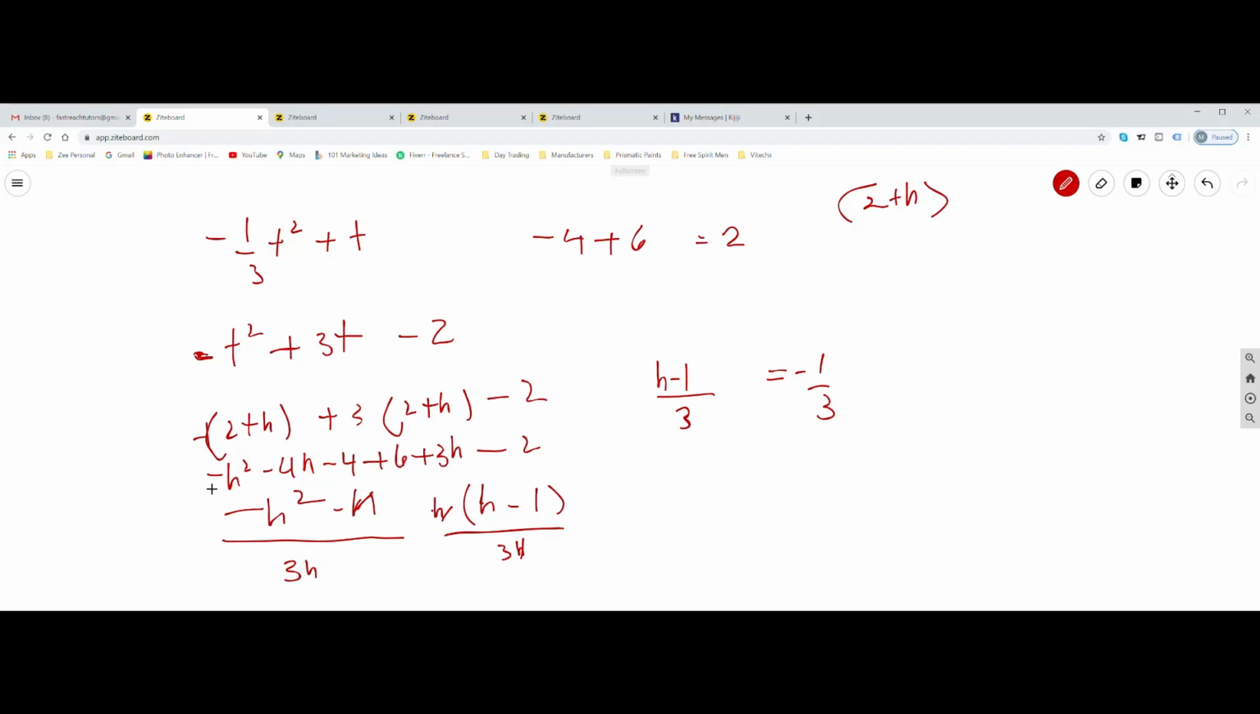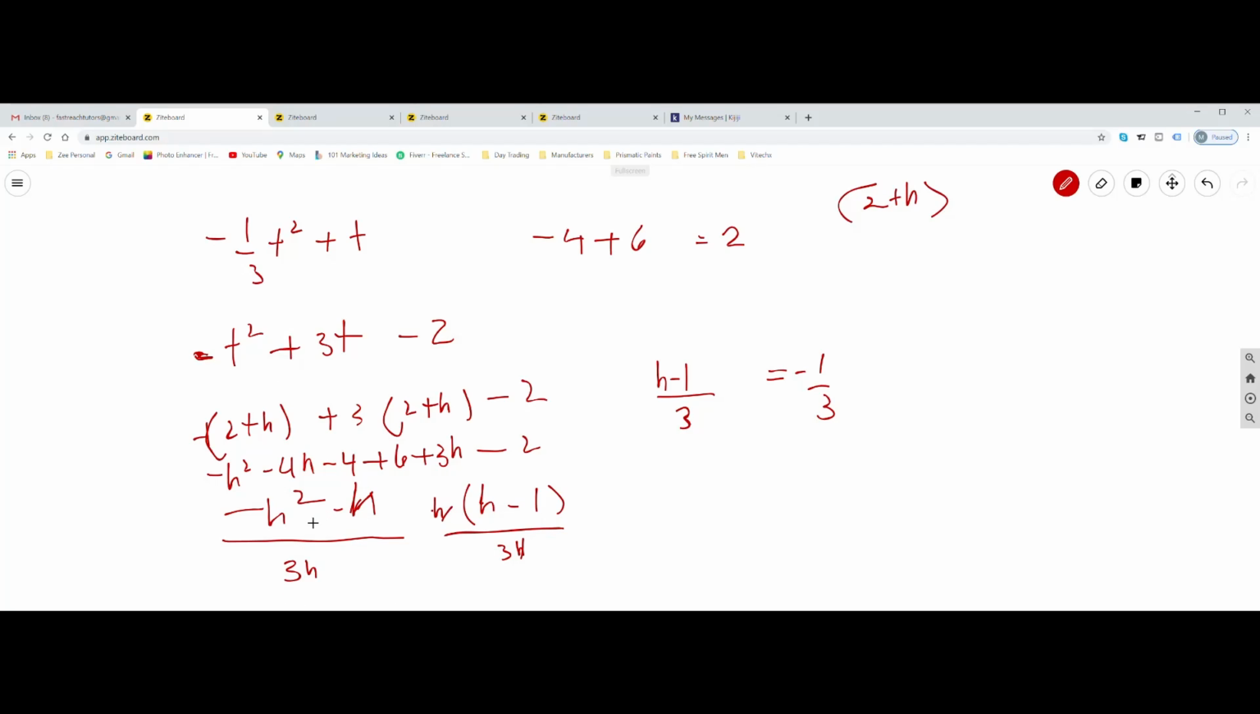So you get -h squared minus 4h minus 4 plus 6 plus 3h minus 2. And you are left with -h squared minus h over 3h. Since we multiplied the top by 3, we needed to multiply the bottom by 3. So we had 3h at the bottom.